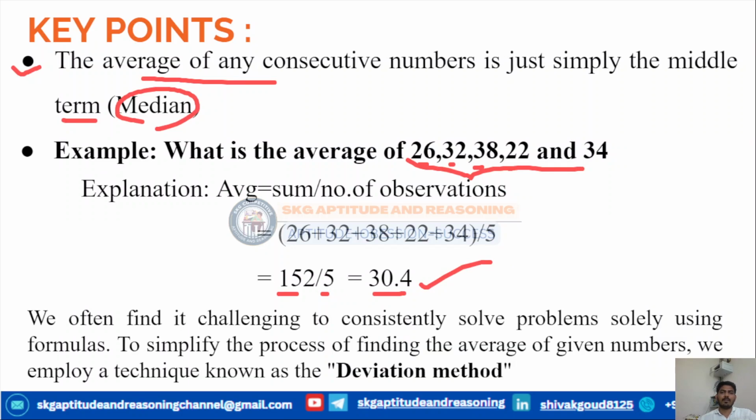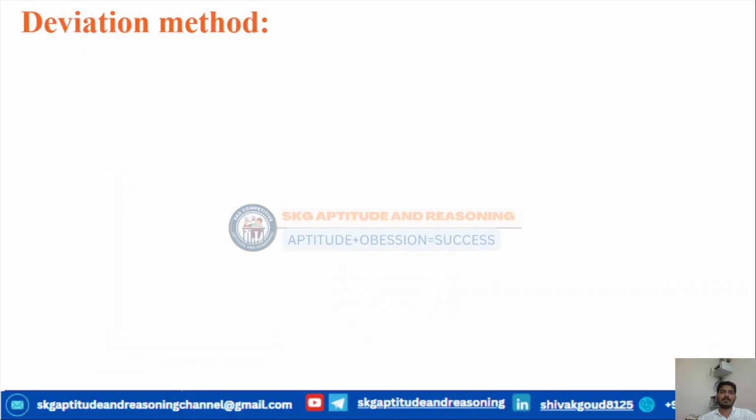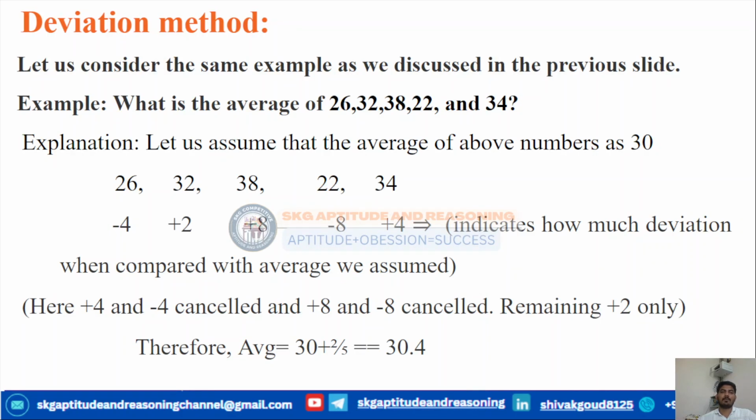But suppose these are smaller values, we add all the values and get the answer. If these values are very big, then it is difficult for us to add them all, and if we miss any of the numbers we will get a wrong answer. That's why we adopt a method called the deviation method. With the deviation method we get the answer in an easy manner, eliminating the need to add all the values.